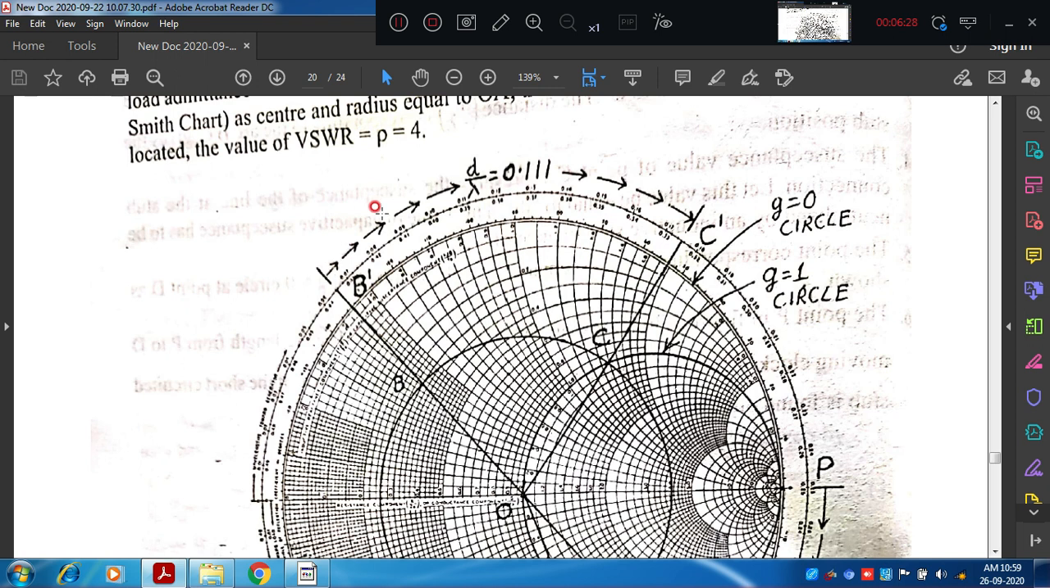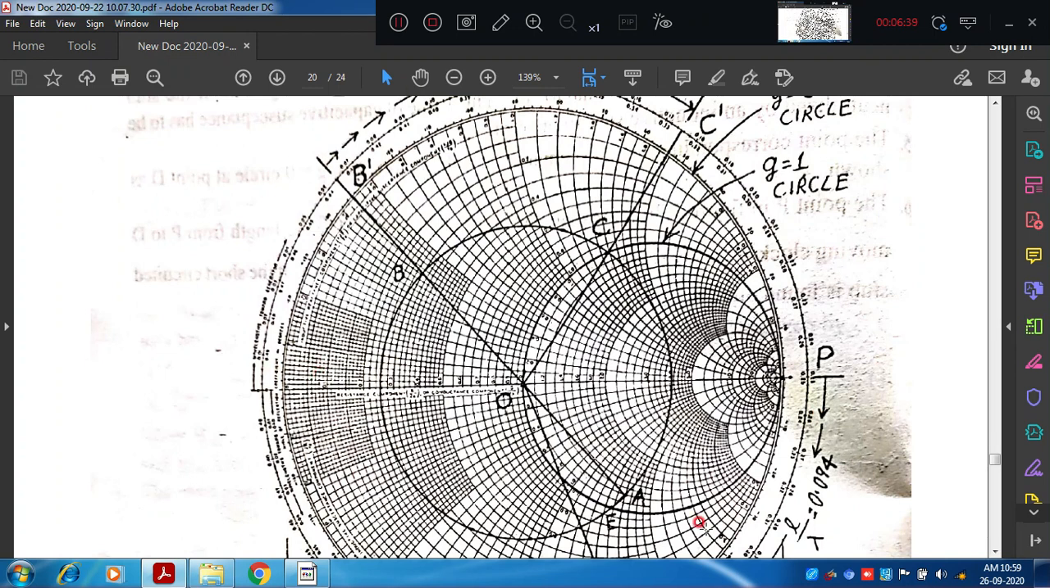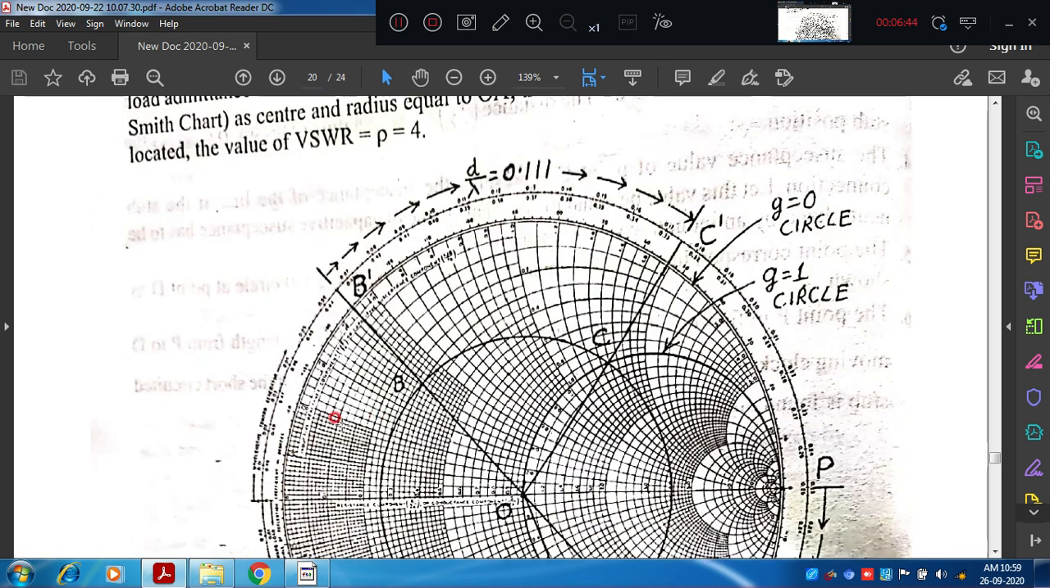Therefore this distance is called what? D by lambda. So how to measure this D by lambda length? From here to here is 0.25, we know that. One complete circle represents 0.5, half circle represents 0.25. So from here to here there will be some value, which is displayed on the outermost periphery, wavelengths towards generator, right? Now subtracting this much from this, I'll get only this distance, right?